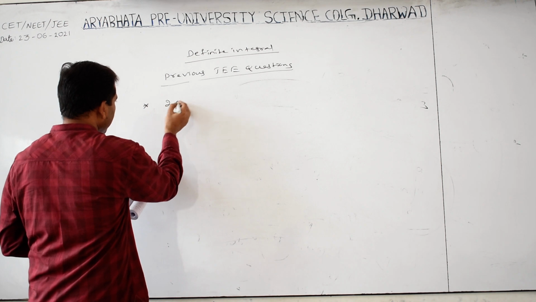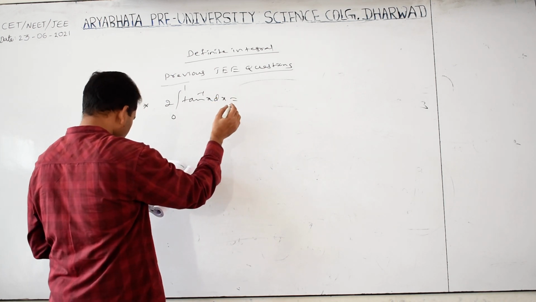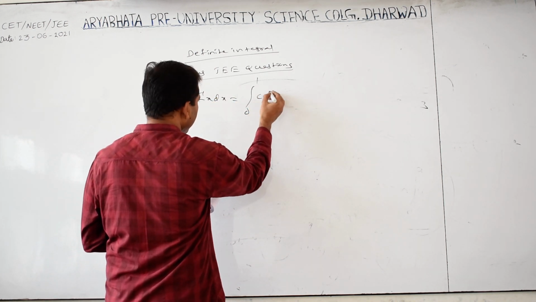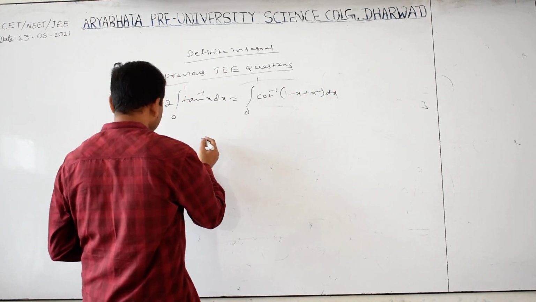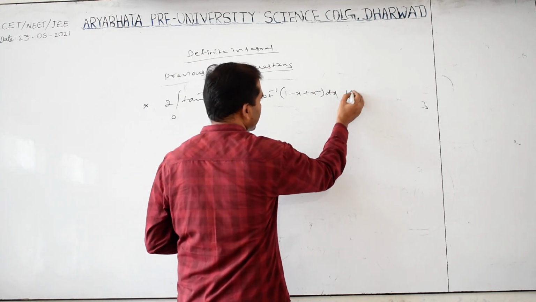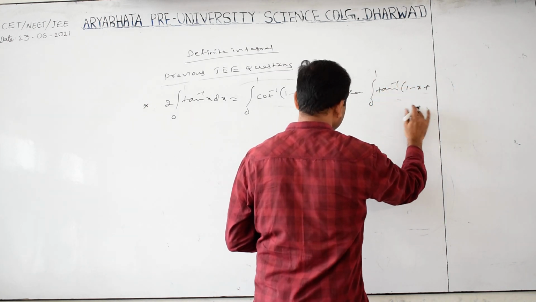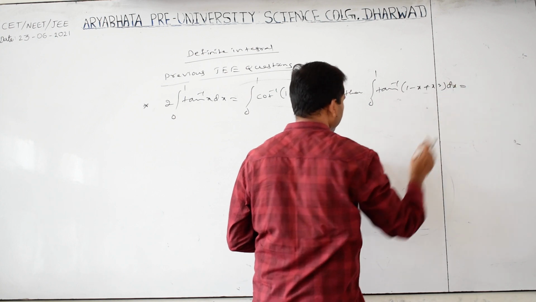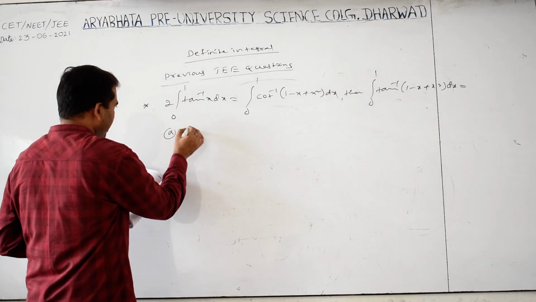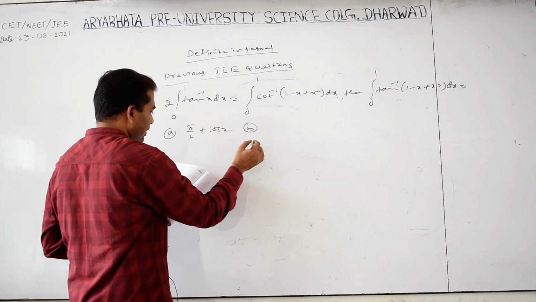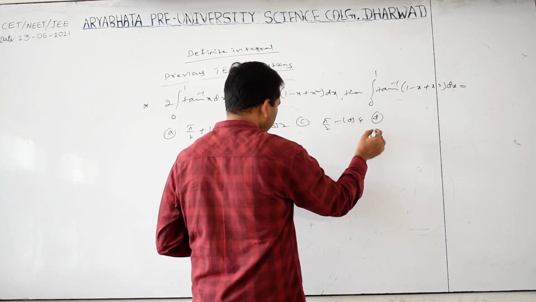Next question: 2 into the integration of 0 to 1 tan inverse x dx equals the integration of 0 to 1 cot inverse of 1 minus x plus x square dx. Then the integration of 0 to 1 tan inverse of 1 minus x plus x square dx equals, option A pi by 2 plus log 2, option B log 2, option C pi by 2 minus log 4, option D log 4.